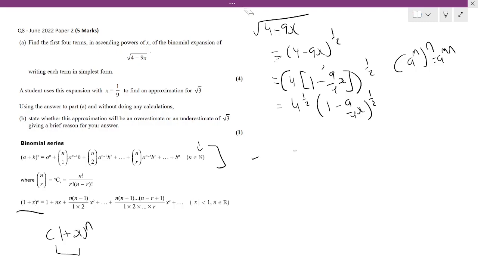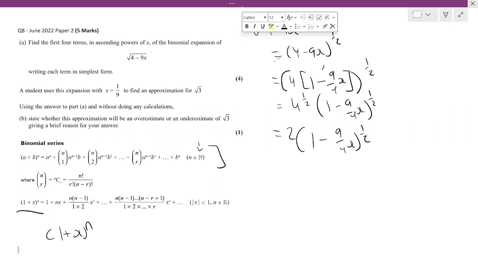Okay, but then we can simplify this. 4 to the half is 2, right? Again, if you're unsure, use the calculator to check. That's our 2. Did I say half? I said 2. I meant to. I don't know why I said that. The halves everywhere. Anyway, 2, lots of this, 1 minus 9 over 4x to a half. Now, this is in this form here.